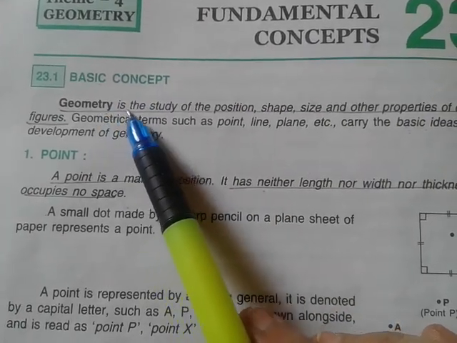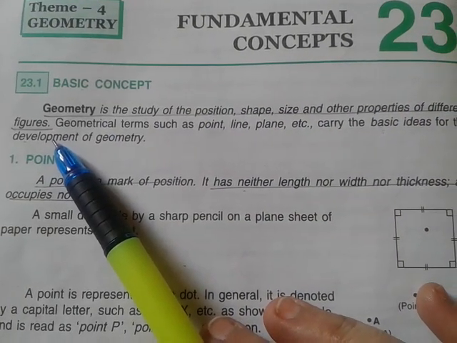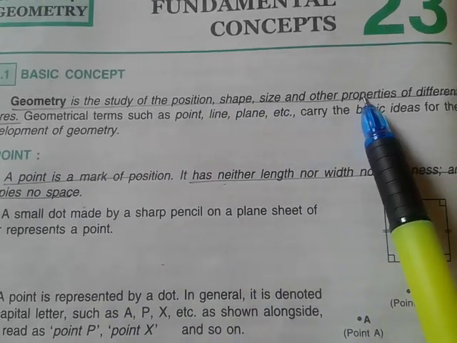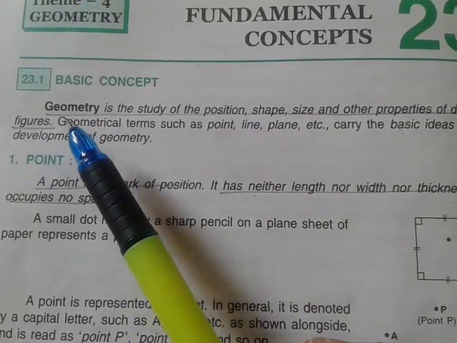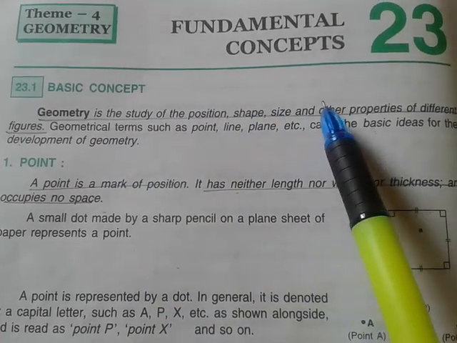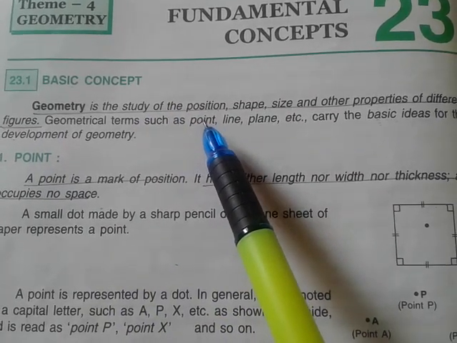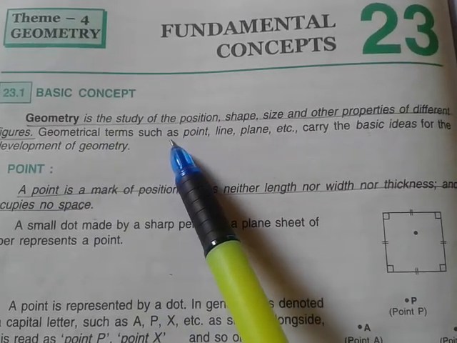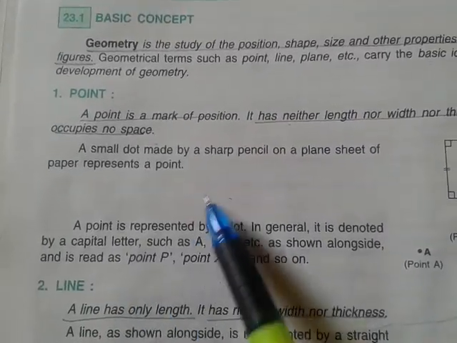The basic concept is that geometry is the study of the position, shape, size and other properties of different figures. When we take any object and study its position, its shape, its size and other properties, how long it is, how many dimensions it has and so on, we say that is geometry. Geometrical terms such as point, line, plane, etc. carry the basic ideas for the development of geometry. With these, we will study geometry.